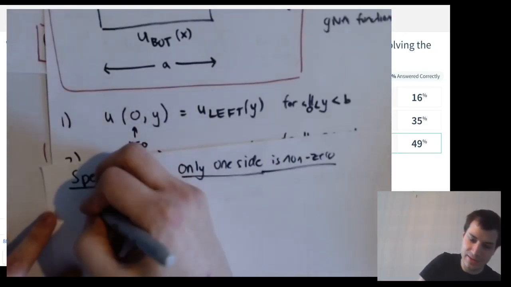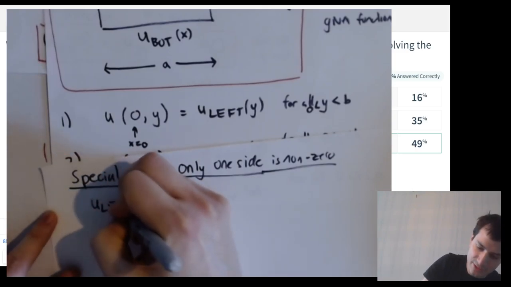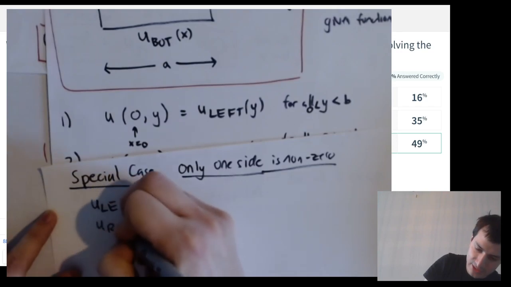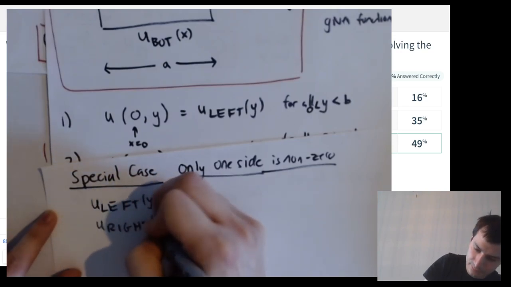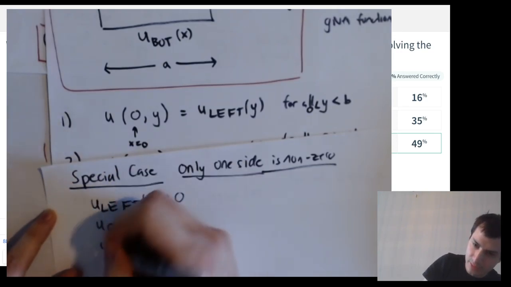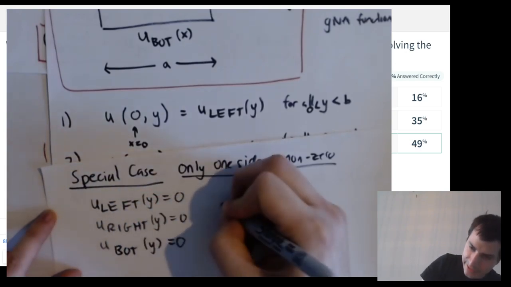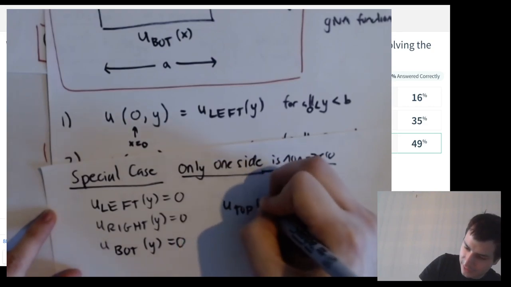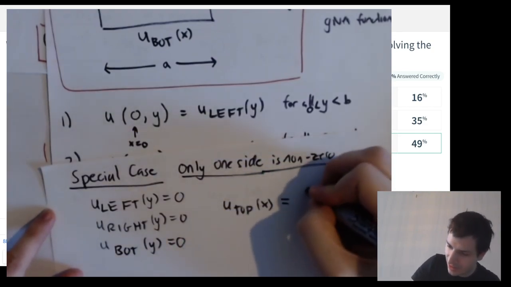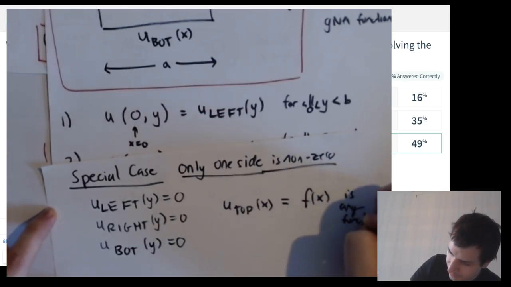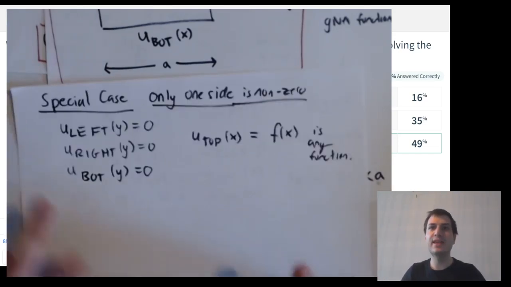So I'm gonna say that u left equals zero. That's always zero. U right is always zero. U bottom is always zero. And u top can be any function. This is any function, let's call it f of x. So that's the case I'm gonna do.